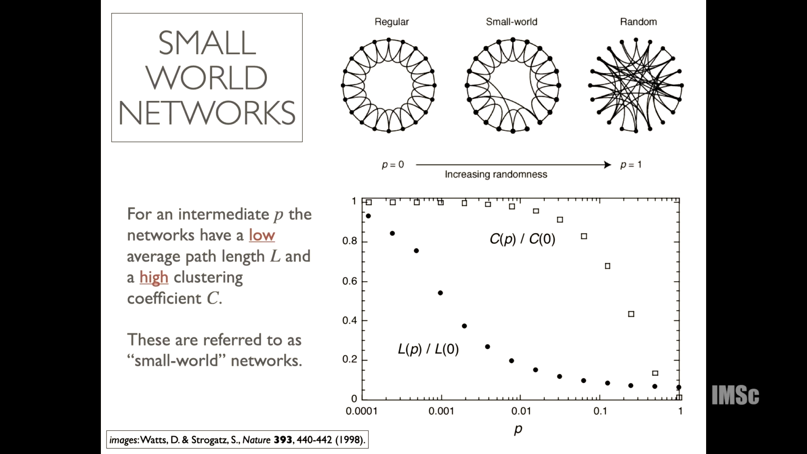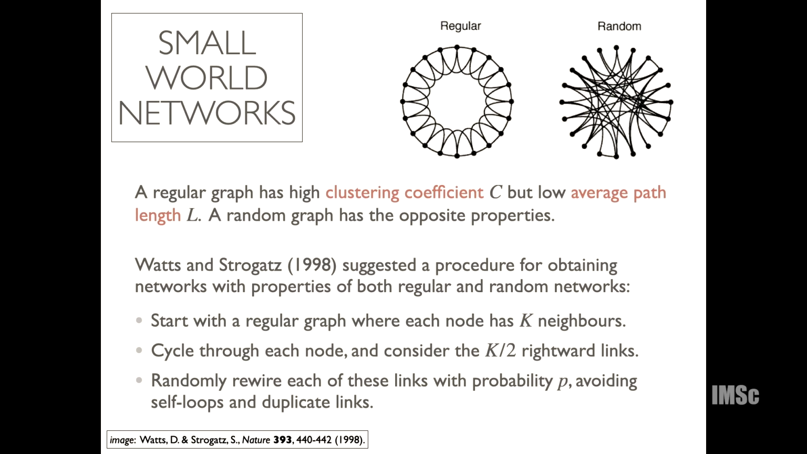Yeah. What exactly is p? p is basically the probability by which you rewire the links. So you cycle through all the links. You start with a given node, you go, let's say, clockwise, and then you look at all the rightward links, and then you rewire them. So you consider every link uniquely, and with some probability you rewire them, and the probability is your parameter.